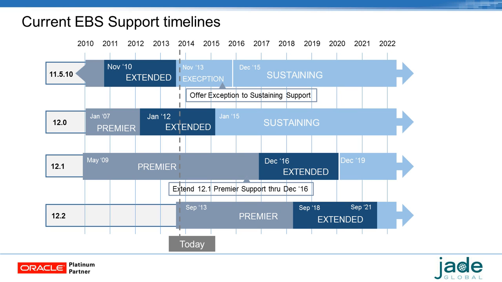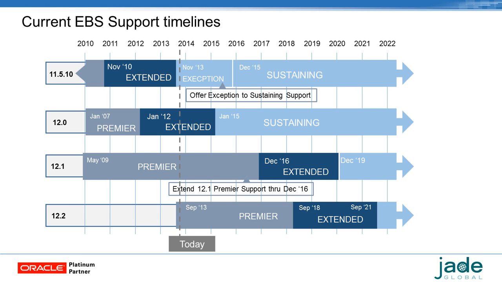All the versions are right now on extended support, and in the first quarter of 2015, it will be moved to sustaining support. 12.1, all the versions of 12.1 are currently on premier support, and the extended support will start from the last quarter of 2016, and by December 2019, this support is also going to go away.